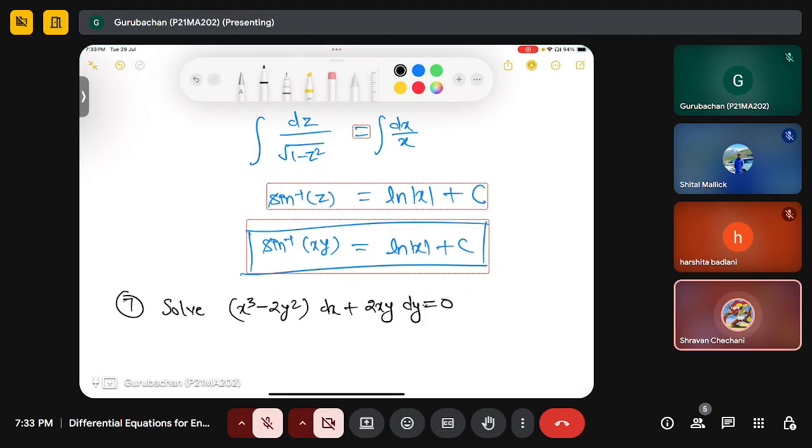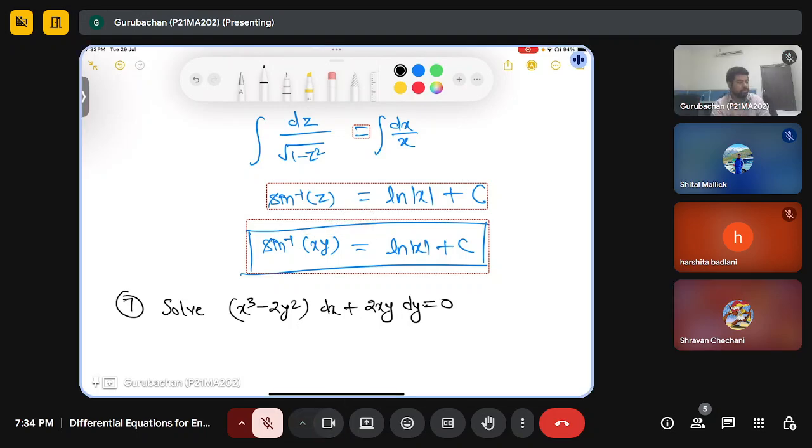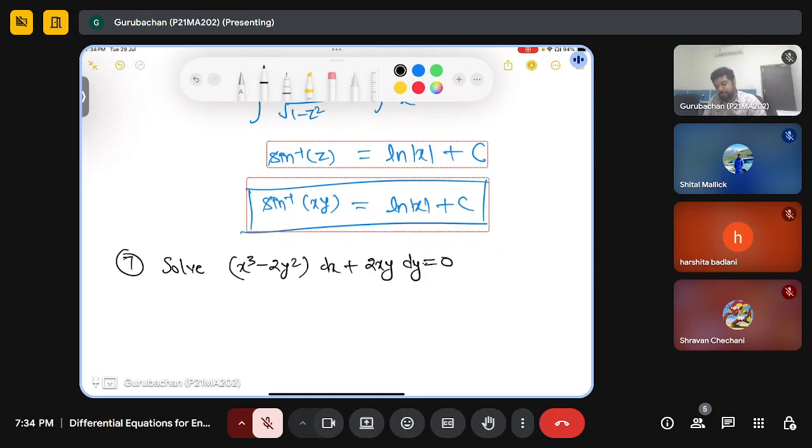Sir, is the answer x plus y square by x square is equal to c? Yes, correct. So what approach can we use for this one?